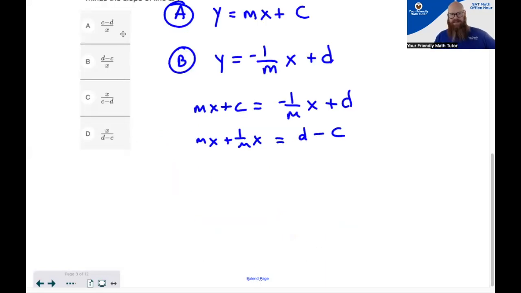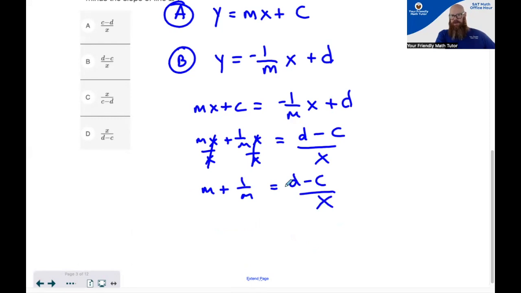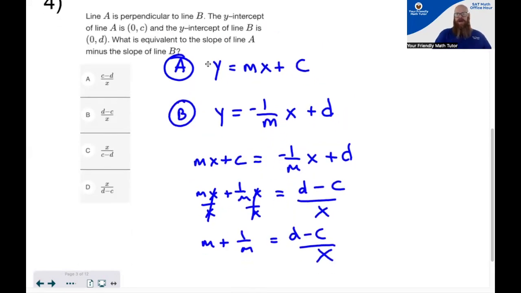Okay. I also see x's in my answer. So I'm going to divide everything by x, to get x on the other side. So what I end up with is m plus 1 over m equals d minus c over x. All right, well, that looks pretty good because they want the slope of line A minus the slope of line B. Well, the slope of line A minus the slope of line B is m plus 1 over m because minus a negative turns to a plus. So the d minus c over x, that's our answer.